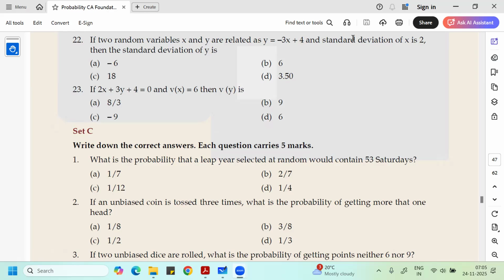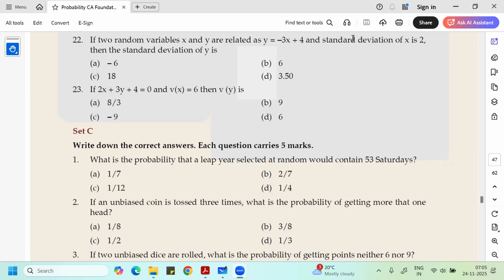First, let's talk about a normal year. A normal year has 365 days. 365 days means 52 weeks plus 1 day extra. That one extra day can be anything. It can be Sunday, Monday, Tuesday, Wednesday, Thursday, Friday, or Saturday.